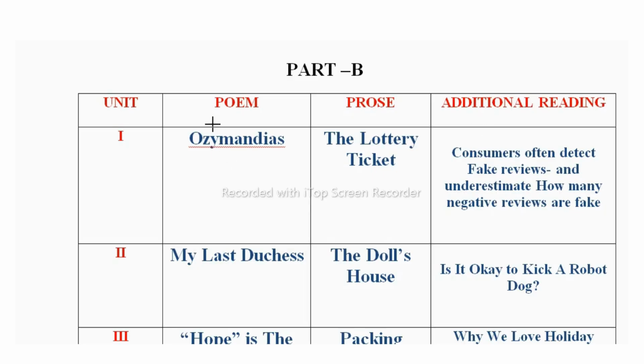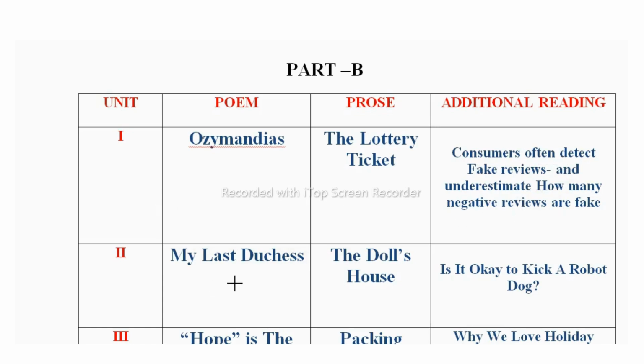So here for exam point of view, what you need to learn. From first unit, either you can learn poem or prose. This poem Ozymandias I have explained in both the languages. You can watch those videos. And this Lottery Ticket also I have explained in both the languages, and also I have uploaded this additional reading, Consumers Often Detect Fake Reviews. You must watch these videos.